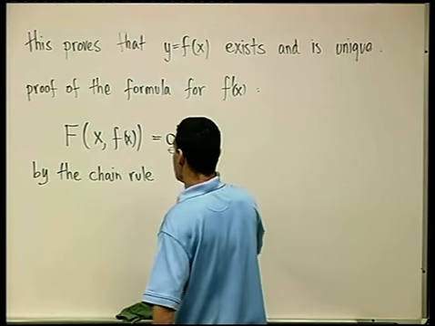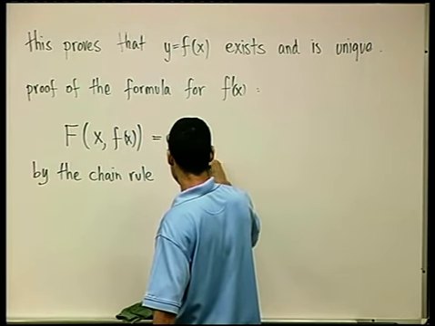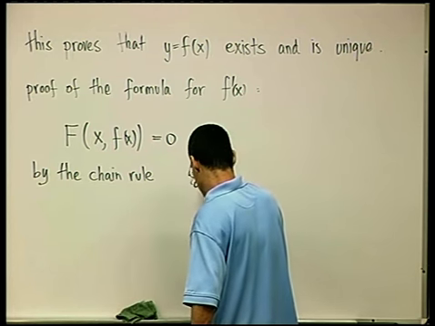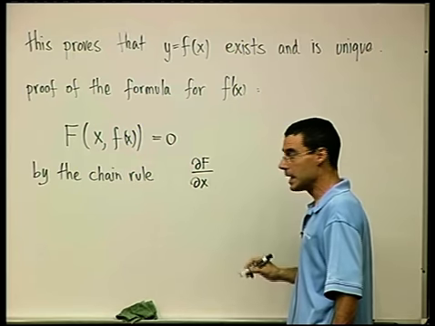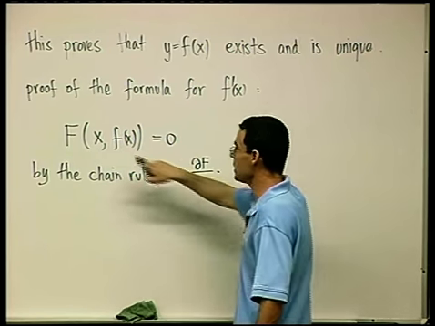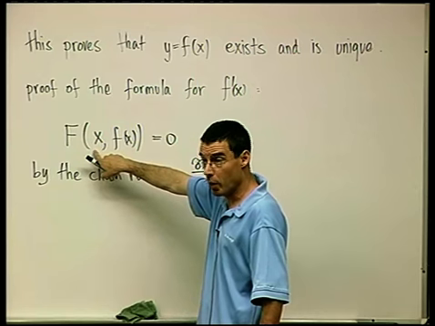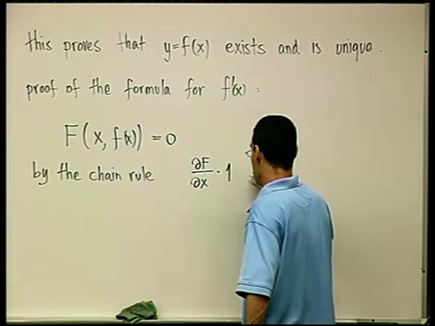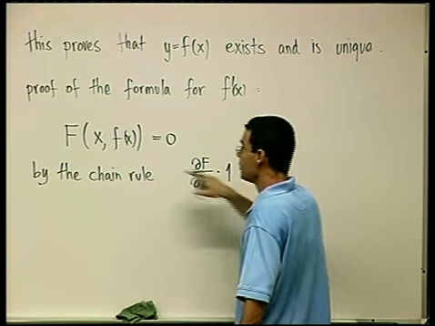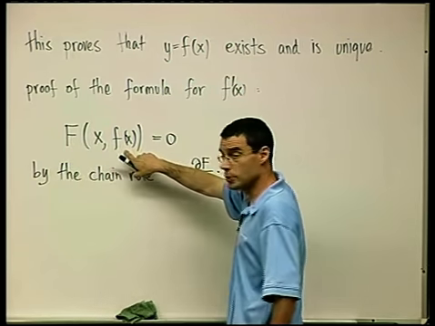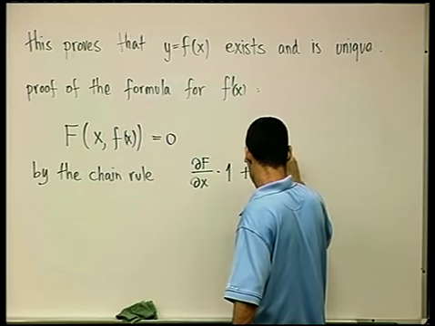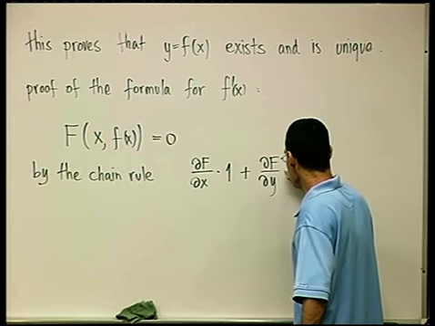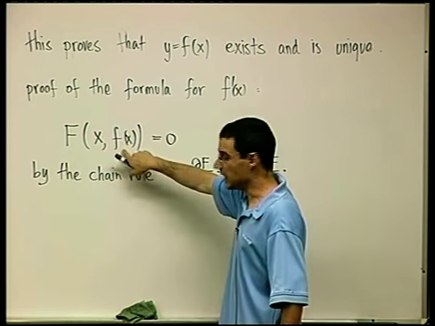So what's the statement? The derivative of f with respect to its first variable, x, times the inner derivative. What's the inner derivative? 1, because the first variable is just x. So times 1, plus the derivative of f with respect to its second variable, df/dy, times the inner derivative here.